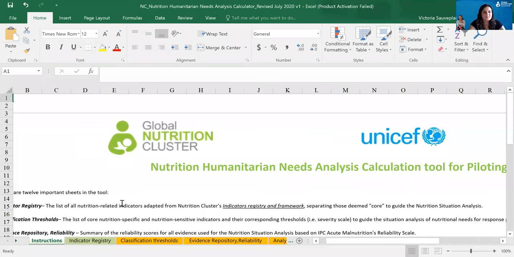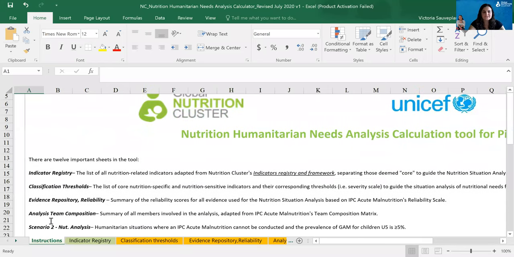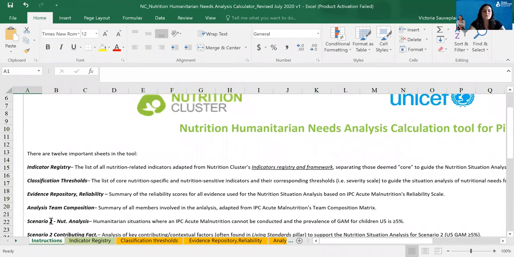Great, so let's jump into the different sheets. Here we have 12 sheets in the tool. What I'm going to do is walk through each of the sheets broadly, with some key considerations. I've also color-coded them to follow the different steps of the guidance included in the Word document on the Nutrition Humanitarian Needs Analysis. So I invite you, while using this tool, to follow the guidance note as well, as there will be further explanations included there.